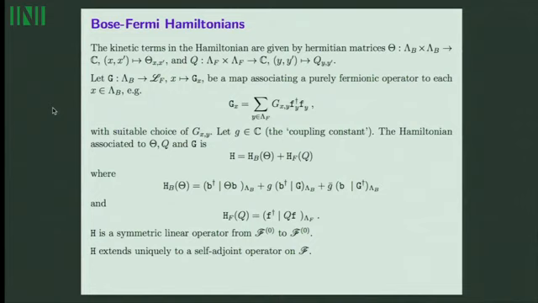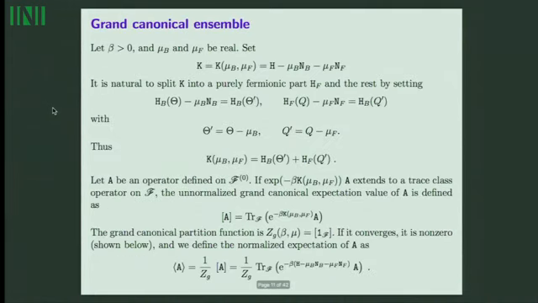And so the bosonic operator is, of course, unbounded. It is symmetric, and it extends uniquely to a self-adjoint operator on F. You will see the reason for this immediately. And the fermionic operator is bounded anyway.